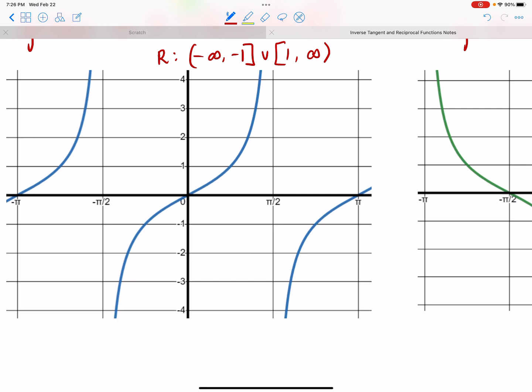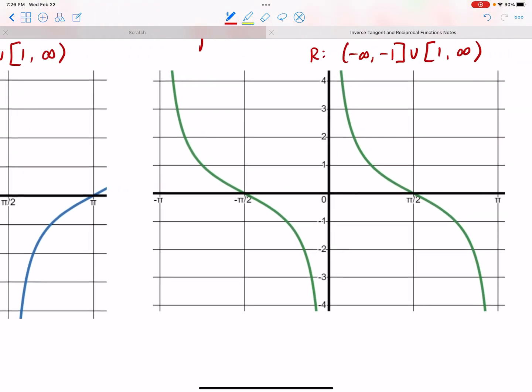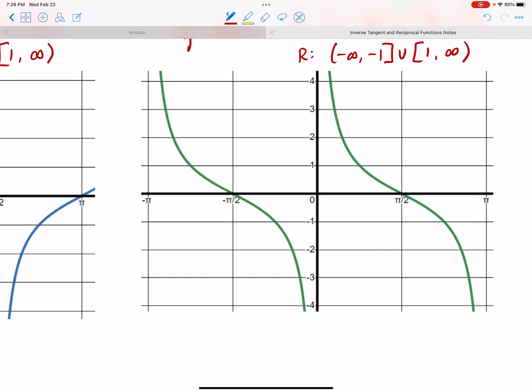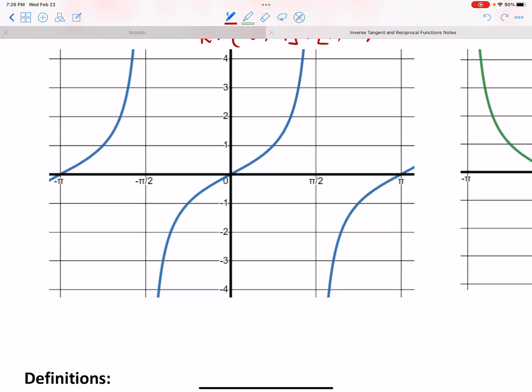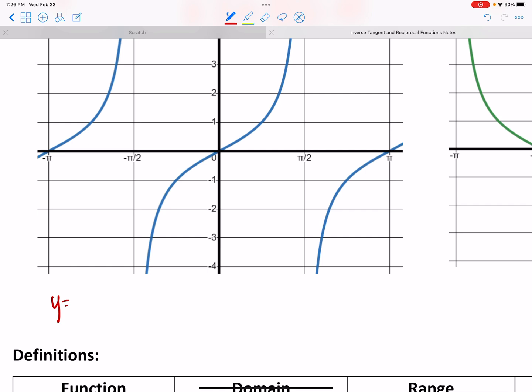Tangent is centered at 0, and tangent is increasing, whereas cotangent is not centered at 0. In the first iteration of the unit circle lap, we cross at pi over 2, not at 0. But we also have decreasing branches here instead of the increasing branches. So this is our tangent function. So y equals the tangent of x.